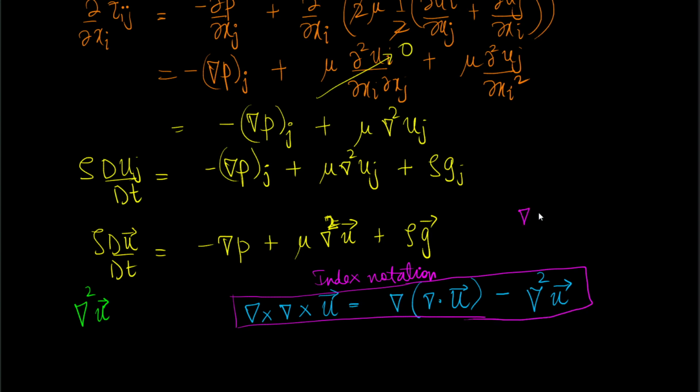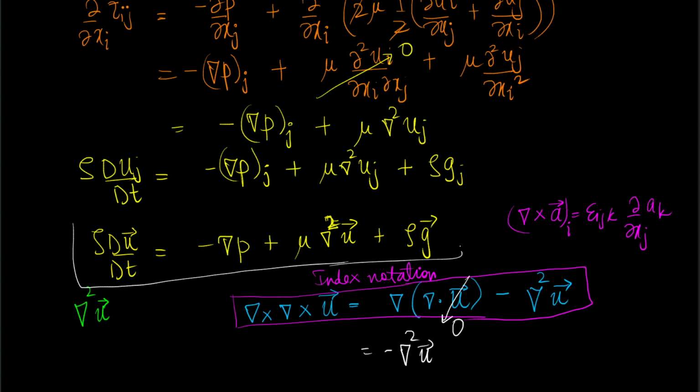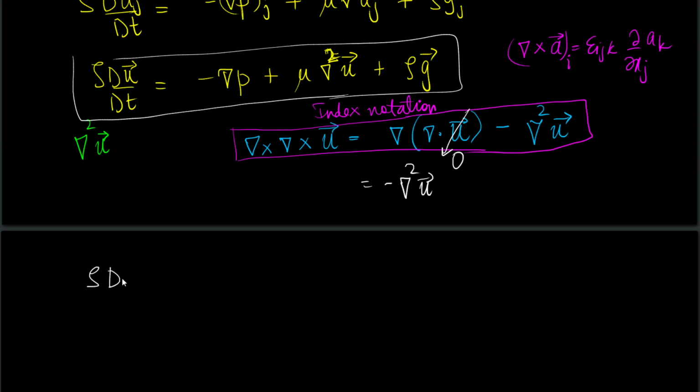Just remember that for the curl of something, epsilon ijk, the i component of this curl will be epsilon ijk del xj ak. So you have to make use of this form, and everything else is self-explanatory. Using this, if the flow is incompressible, this vanishes. So this becomes equal to minus of the Laplacian of u. So this particular equation may be simplified as rho du dt is equal to minus gradient of pressure.